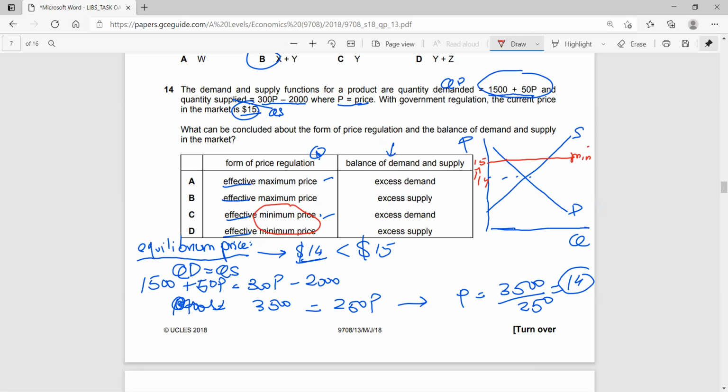And if you look at it, this minimum price intersects the demand curve, giving us quantities demanded here, and intersects the supply curve, giving us quantities supplied here. There's more quantity supplied than quantity demanded, so that is a surplus. That is essentially excess supply, not excess demand. That would be a shortage. So 14D is your right answer, and you can pick that.